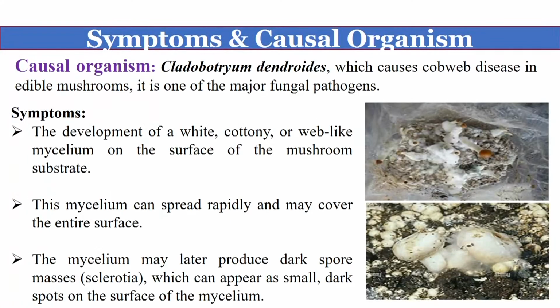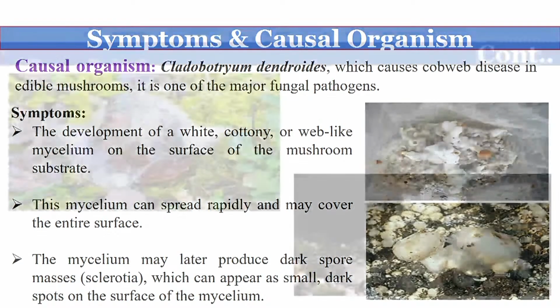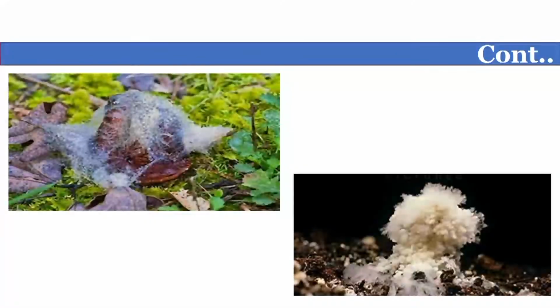You can see here in photographs, it is very common in mushroom cultivation areas. You can see in this photograph the appearance of the web-like structure on the mushroom, covering and affecting the whole crop. Now about the impact of the disease.